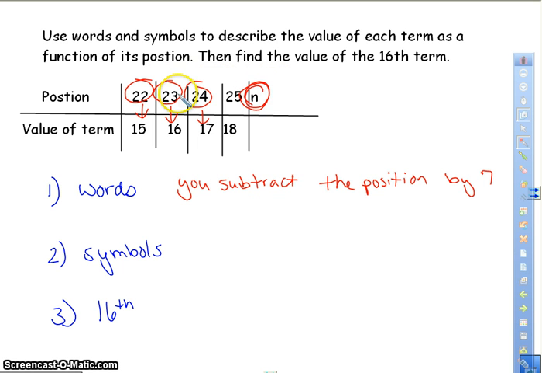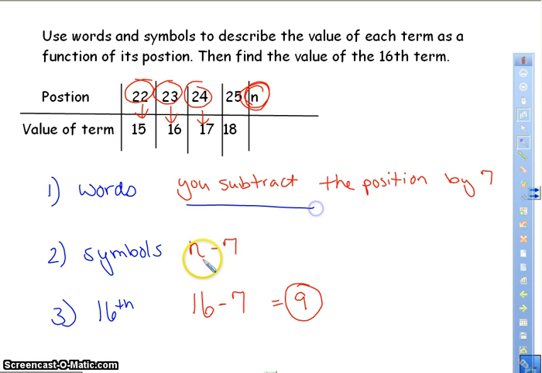In symbols, we're going to use n here. What am I doing to the position? The n, I'm subtracting 7 from it. So to find the 16th term, I'm going to take 16 minus 7, and that equals 9. So there's my answer. So once again, you tell me in words, in symbols, and then tell me that 16th number. Okay, 3 different answers.